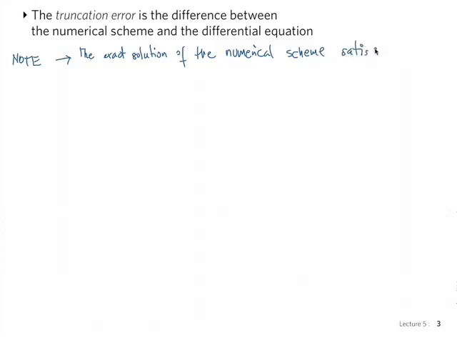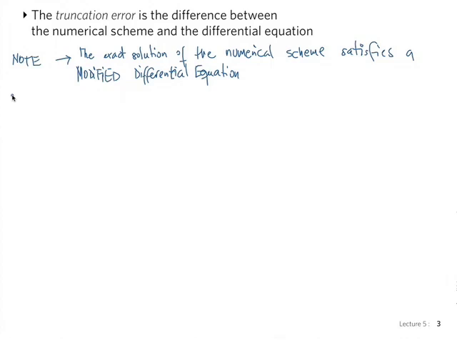And the thing to note here is that the exact solution of the numerical scheme, not the differential equation, satisfies a modified differential equation. We call it modified, some people call it equivalent differential equation, which of course differs from the differential equation by the truncation error.